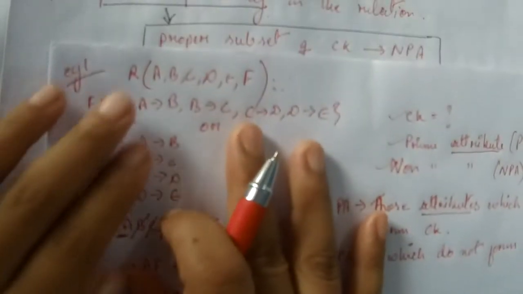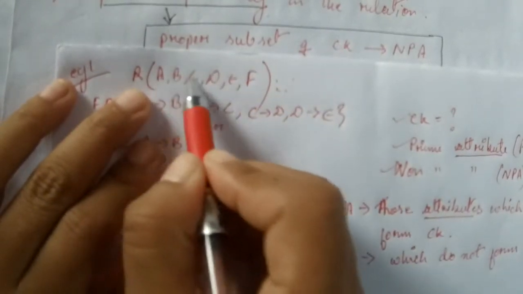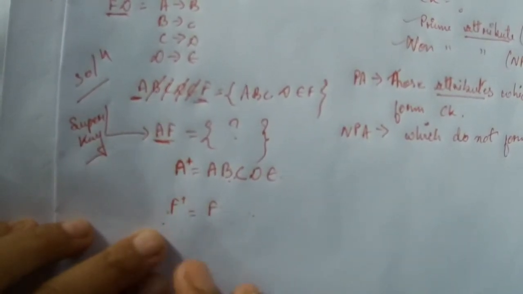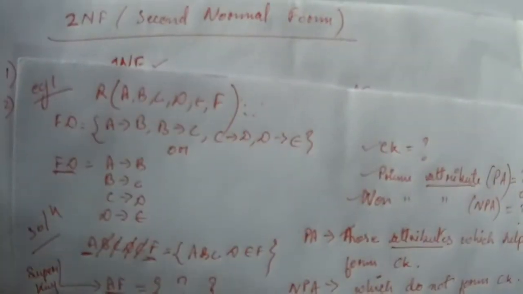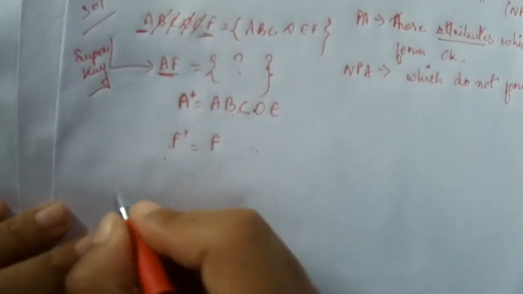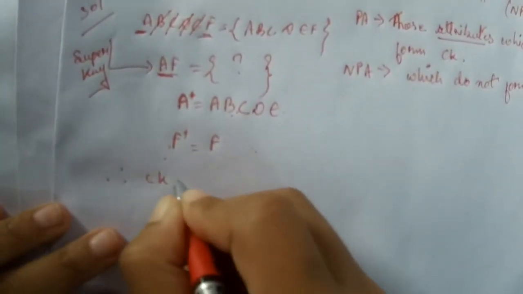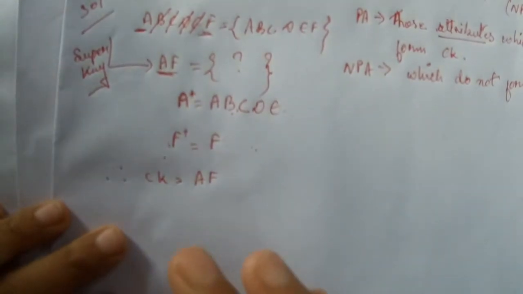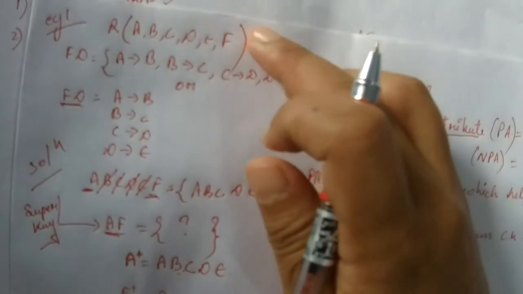So what are our attributes? A, B, C, D, E, F, right? So that means this A and F is what? They are the candidate key, because they are determining all the attributes of this relation here, right? Therefore we can say that our candidate key is A and F. Okay, so now here we have found one candidate key in this given example relation.